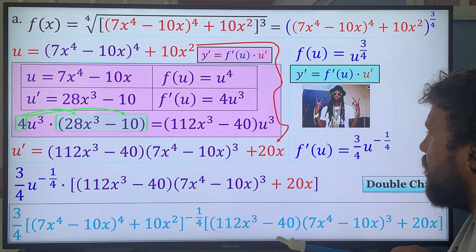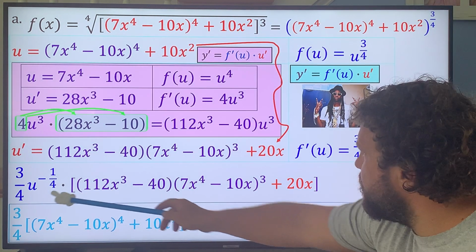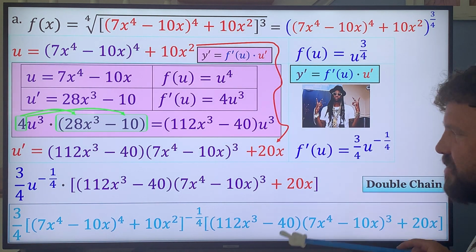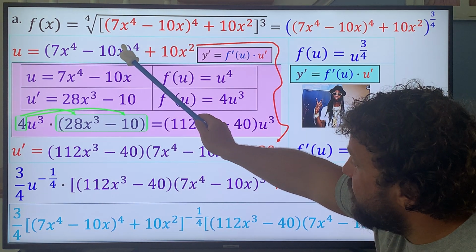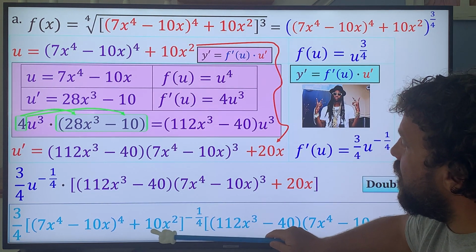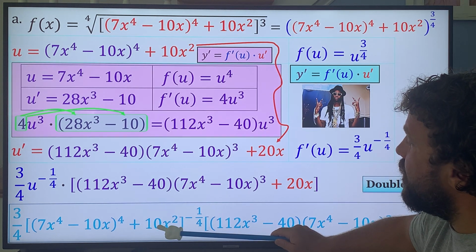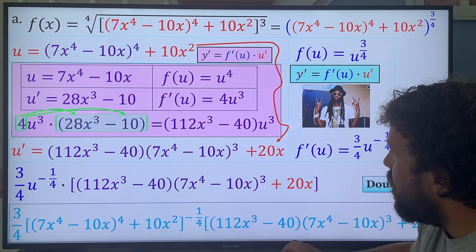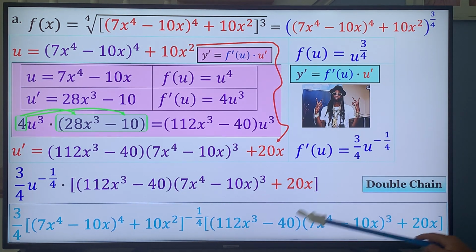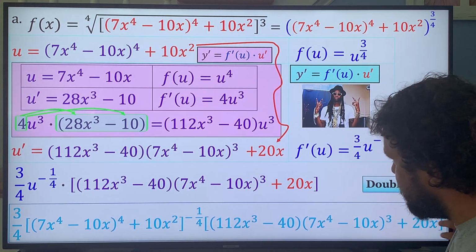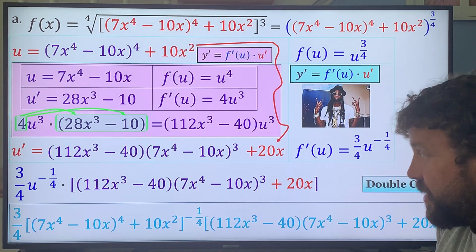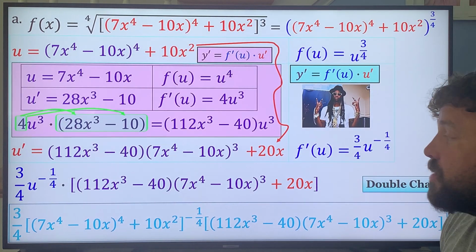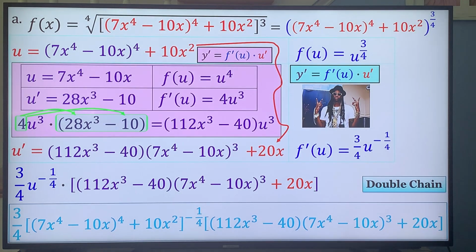All right. So your final answer is, yes, you could do 3/4 times and distribute it in here. That's way too crazy. So just leave 3/4 out front, plug my original u back in, 7x to the 4th minus 10x to the 4th plus 10x squared, all to the negative 1/4 times all this stuff. There we go. That's your final answer. If you want to do 3 times this over 4 times the 4th root of that, you can do that, be my guest. This is the easiest way to write that.